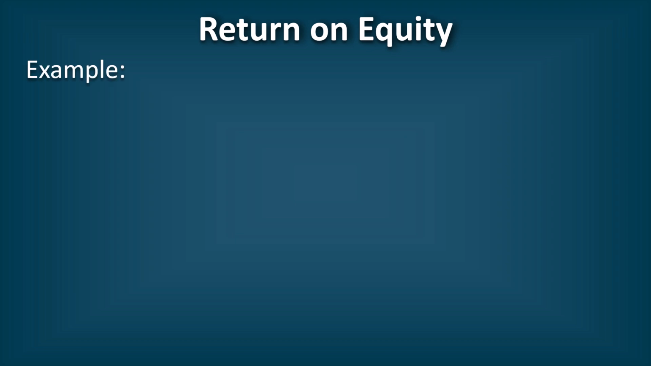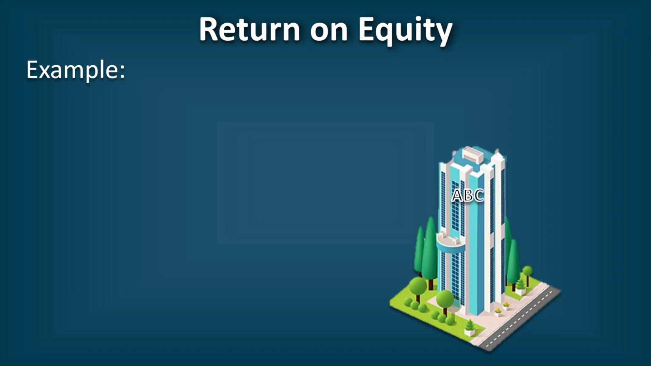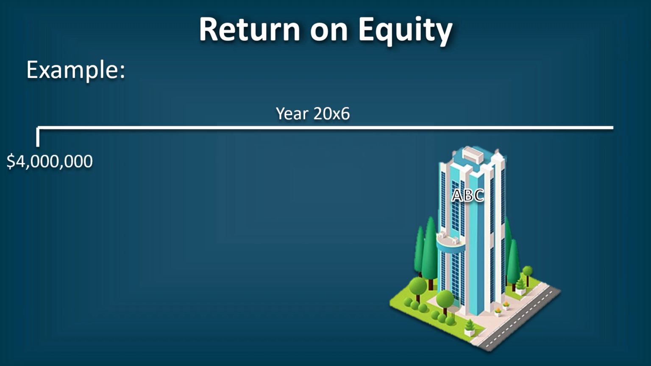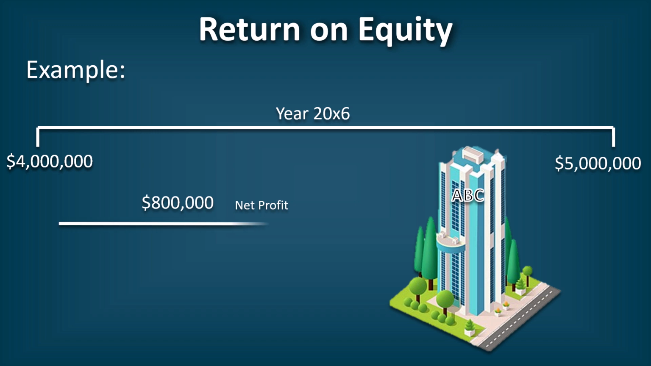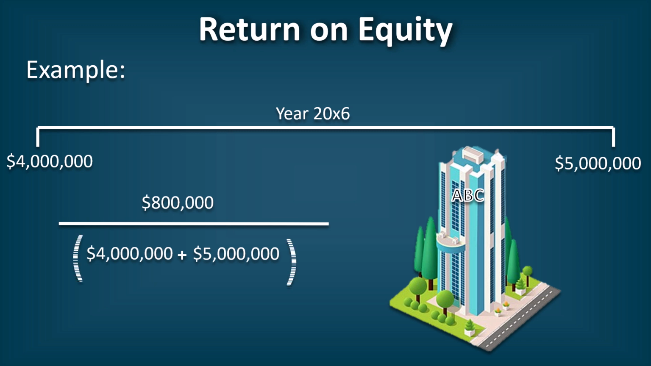Let's take an example. Suppose we have a company named ABC. For the year, beginning total equity $4 million, ending total equity $5 million, net profit for the year $800,000. First, we need to calculate average shareholders' equity. So, beginning equity $4 million plus ending equity $5 million equals $9 million. Now divide that by 2. So, $9 million divided by 2 equals $4.5 million.